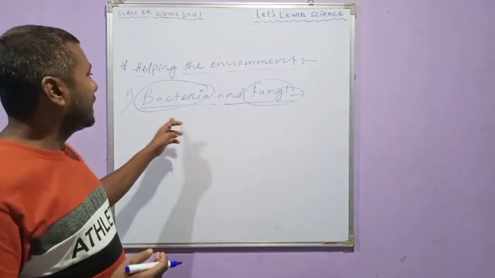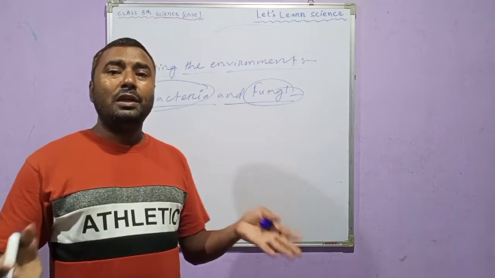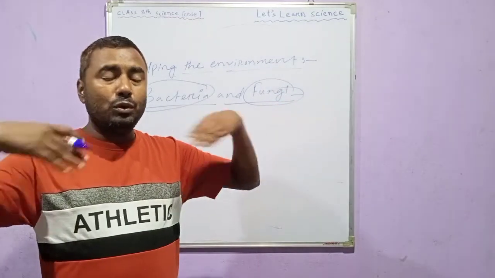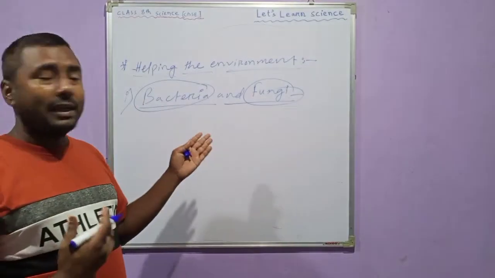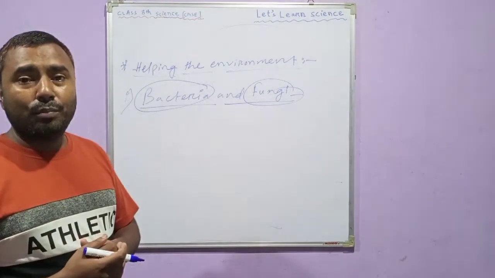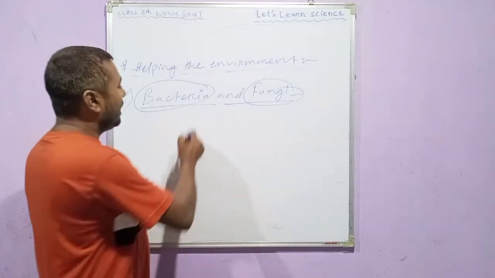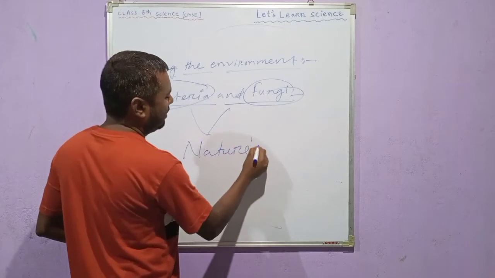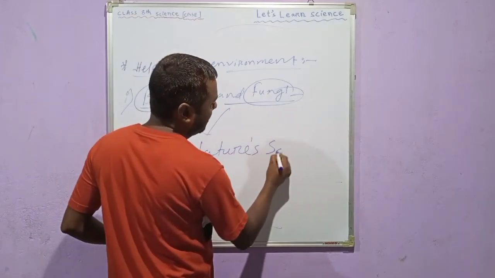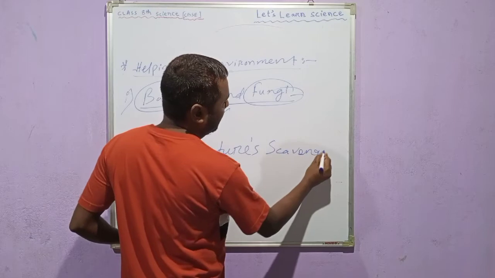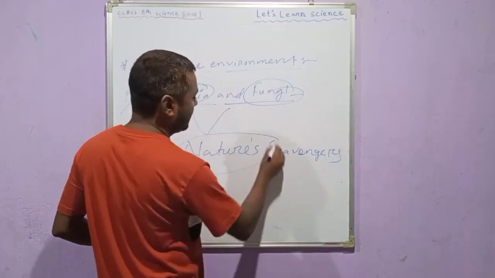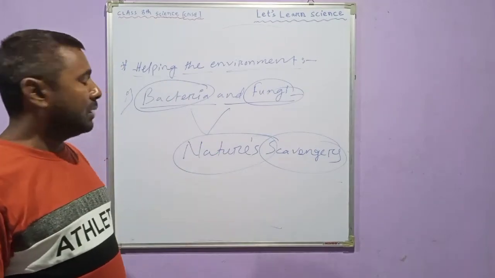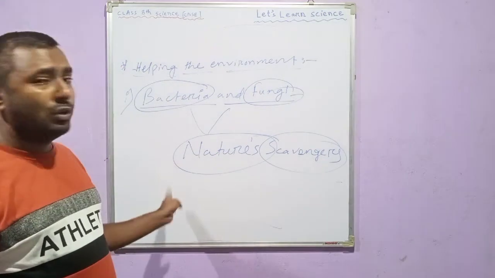If there were no bacteria and fungi, then what will happen? There will be heaps of garbage everywhere. There will be nothing to act upon the dead and decaying matter of plants and animals. That's why bacteria and fungi are called scavengers. Why are they called scavengers? Because they act upon the dead and decaying matter of plants and animals, and they decompose it.